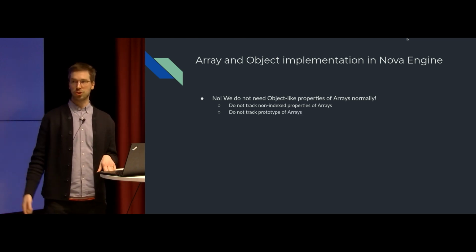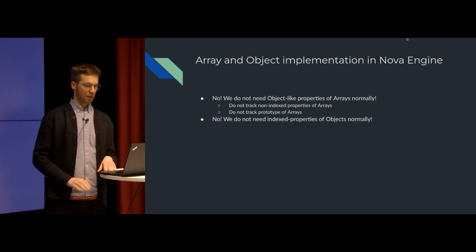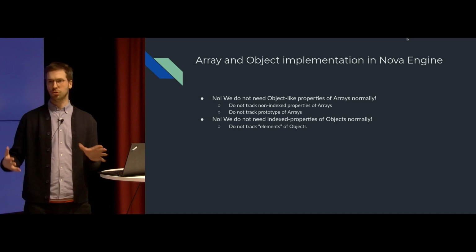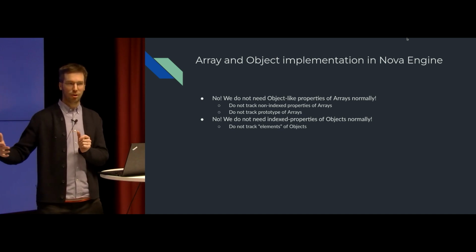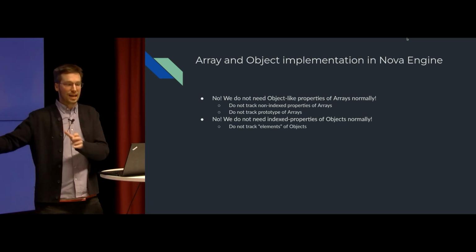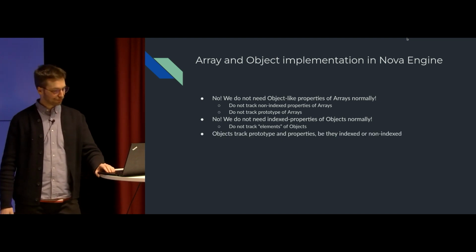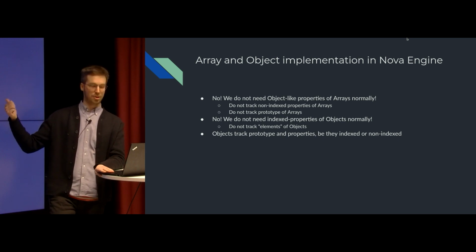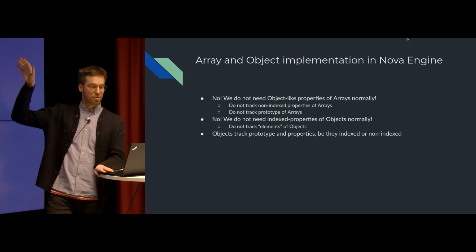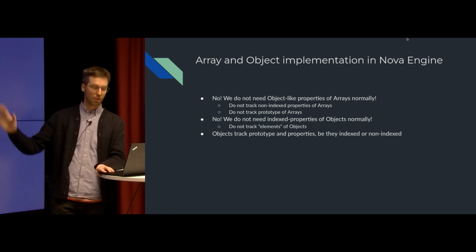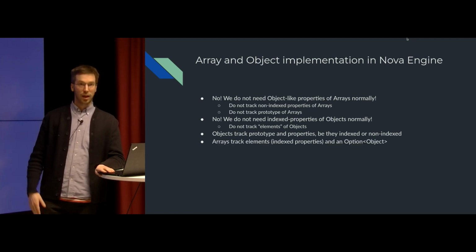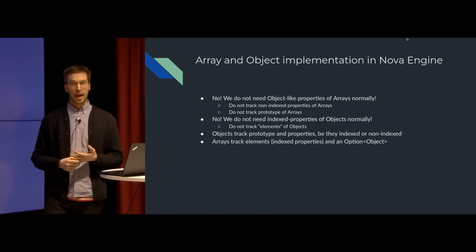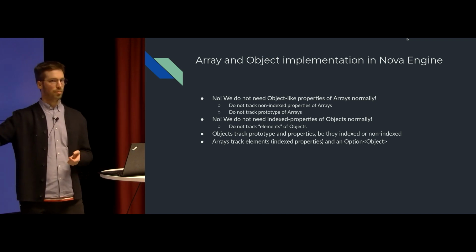We actually don't track prototypes at all either. And we don't need index properties in objects. So we don't track elements of an object. We don't track these indexes in an object. Objects track the prototype and their normal properties, be they indexed or non-indexed. Foo, bar, 0, 1, they're all tracked the same way. Arrays track elements, so those are 0, 1, 2, 3, 4 index properties, and then they have an option to an object.